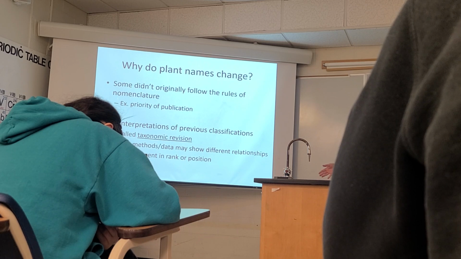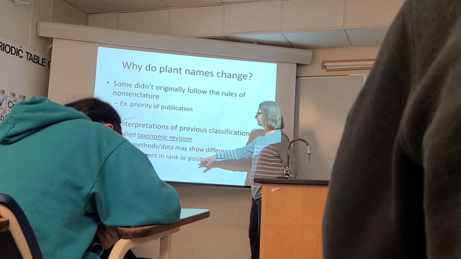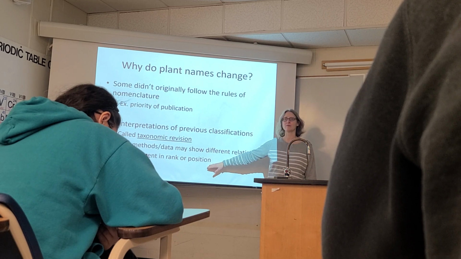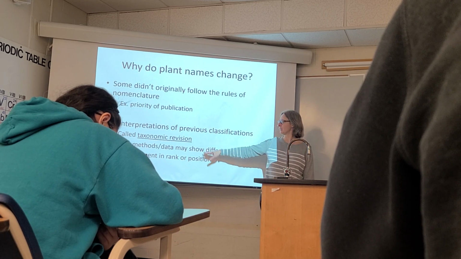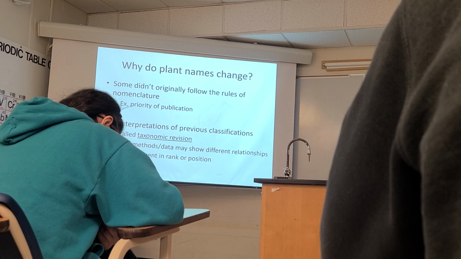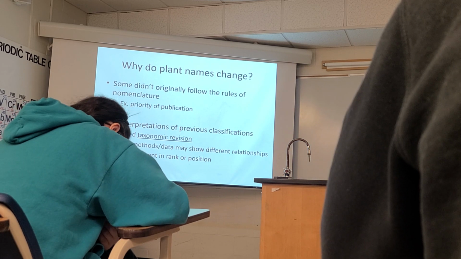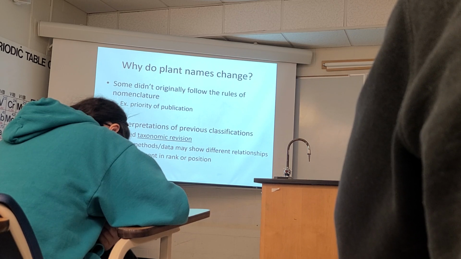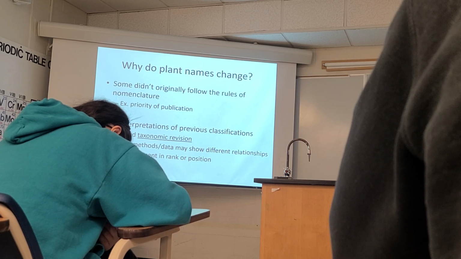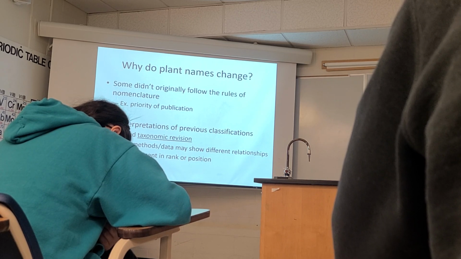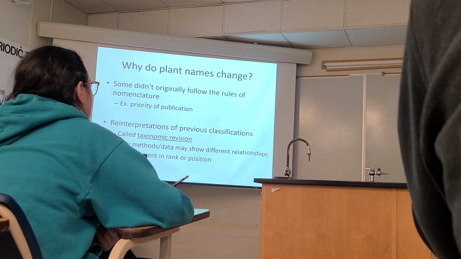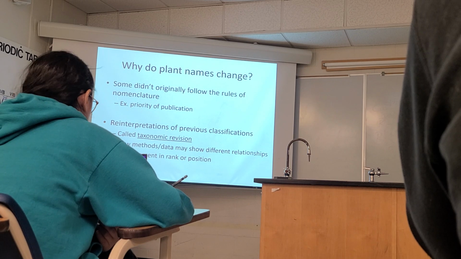Okay? So when we have anything like this, where we get new methods or data that show different relationships or disagreement in the rank or position of where that plant used to be, we get these taxonomic revisions and the names can change in the process. Because now we've moved it to a different genus, we can't call it by that genus name anymore. We have to call it by the new one, we have to change the name. And I'll show you how to recognize whether or not something has changed in name or not.